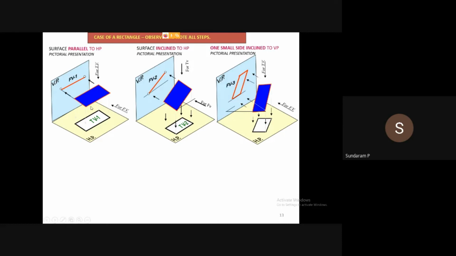Here it is inclined to both the planes. This case is perpendicular to one of the planes, or inclined to one of the planes. When inclined to both planes, we get shortened lengths on both sides. Actually in orthographic projection, we obtain the true length only in the top view; one side length we get in the front view. You need to draw it like this in orthographic projection.